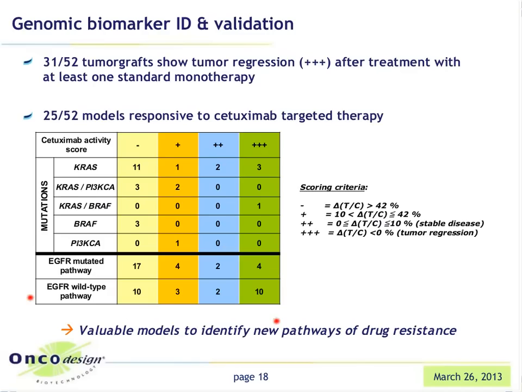On the other hand, we have models that have a full EGFR pathway, wild-type pathway, at least for the genes that we have looked at, and 10 do not respond to Cetuximab. So again, with these models, we can look for the population that does not respond to Cetuximab, is resistant to Cetuximab, and eventually either identify new drugs or make new biomarkers that will have a high value in clinic.